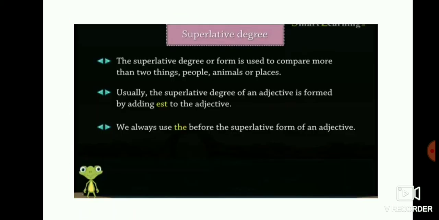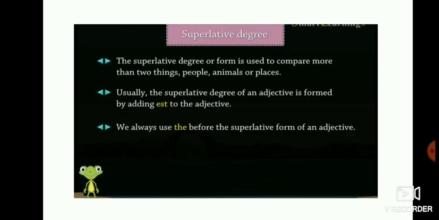Next we are going to see the superlative degree. The last one: three forms, positive, comparative, superlative. The superlative degree is used to compare more than two things, people, animals or places. Positive, no comparison. Comparative, we are comparing only two things. Superlative, we are comparing more than two.